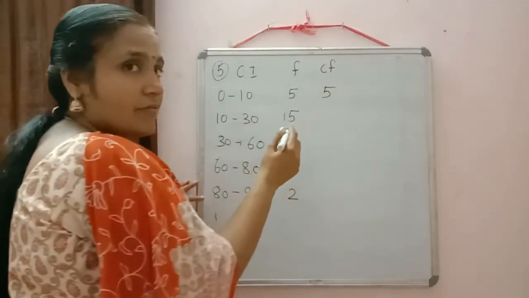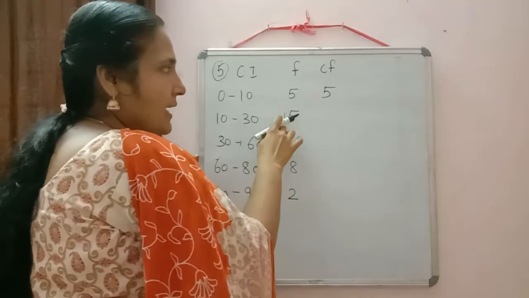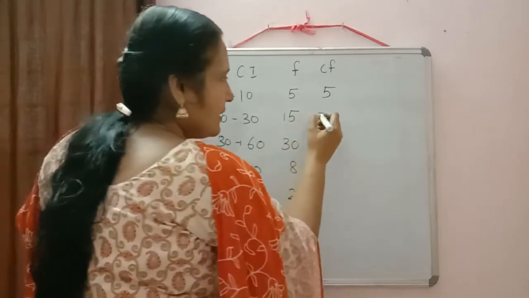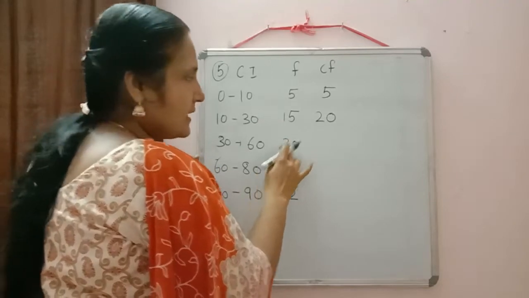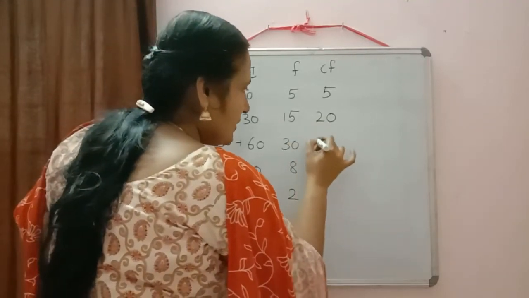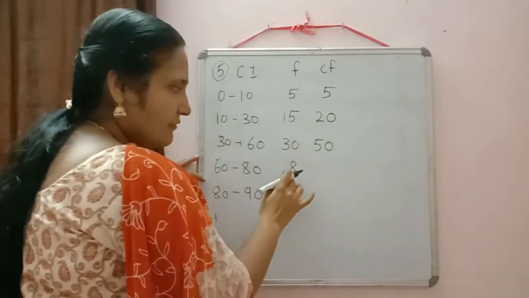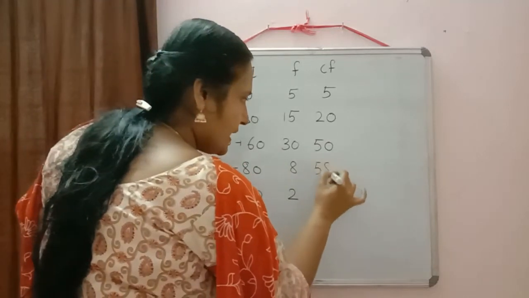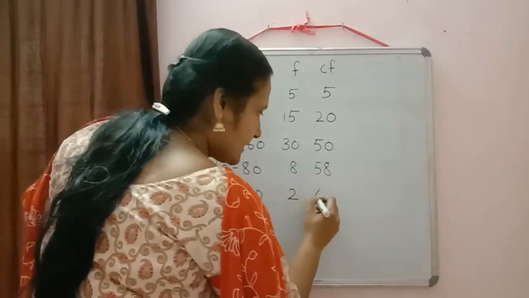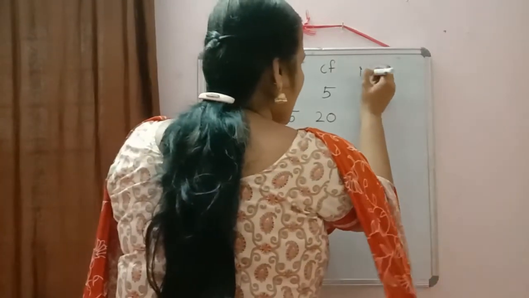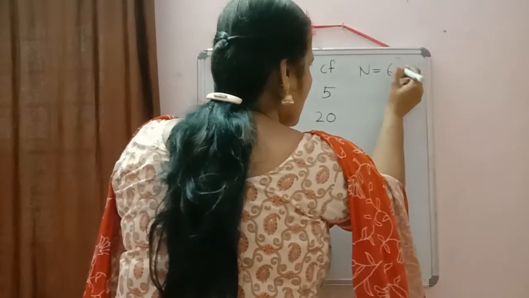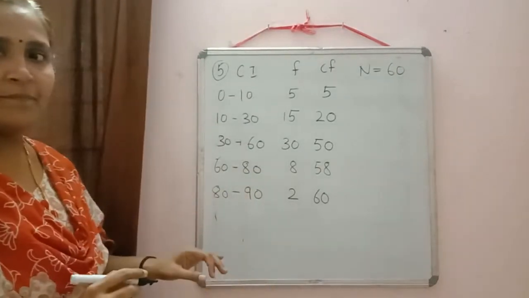Then next, how we will calculate 5 plus 15. That will be equal to 20. Then next, 20 plus 30. 20 plus 30 will be equal to 50. Then 50 plus 8 is 58, plus 2 is 60. So here we got the last number, that is the sum of all the frequencies. So here we have n is equal to 60.